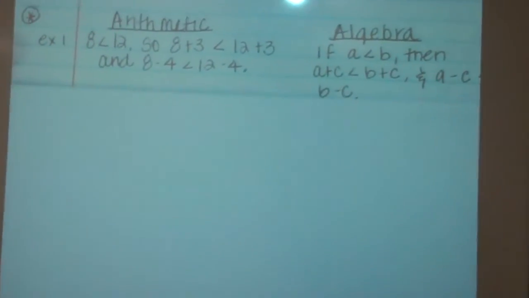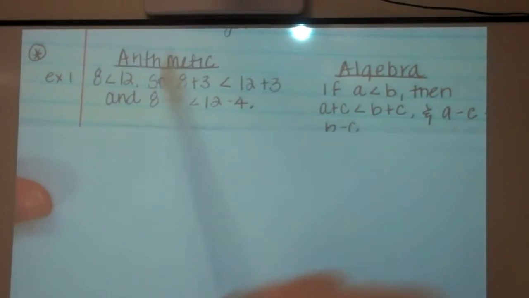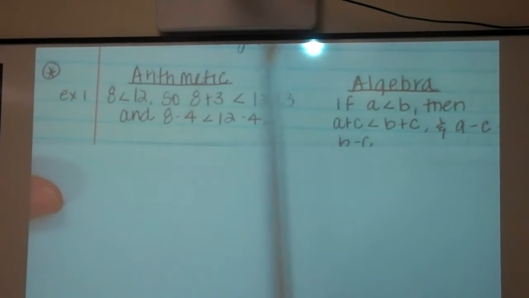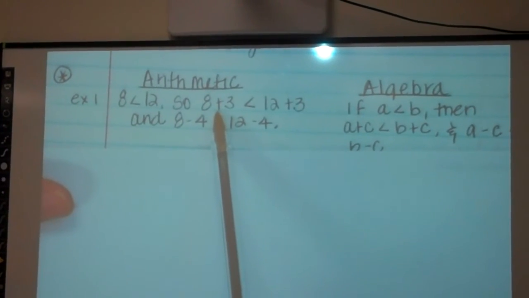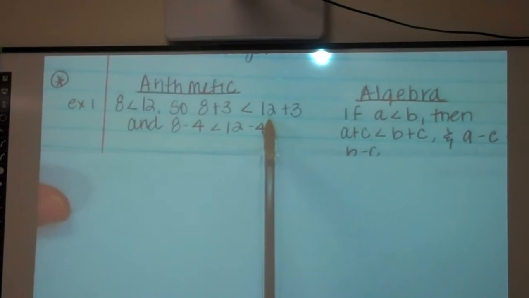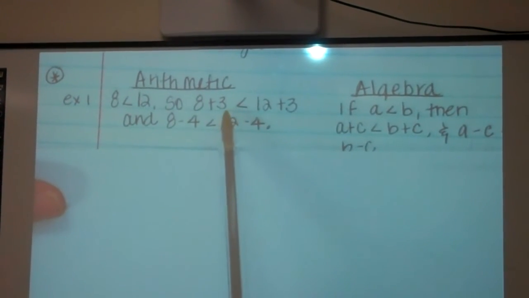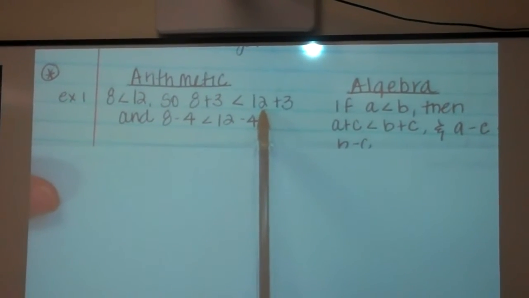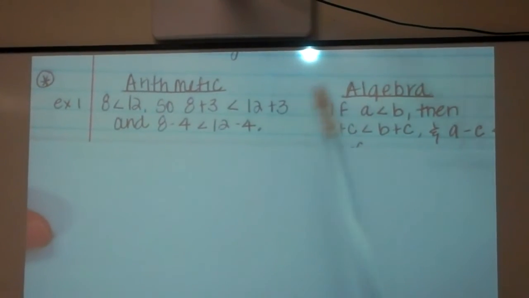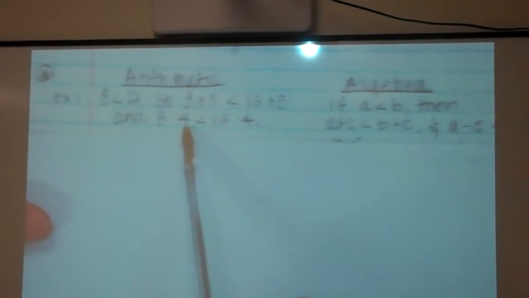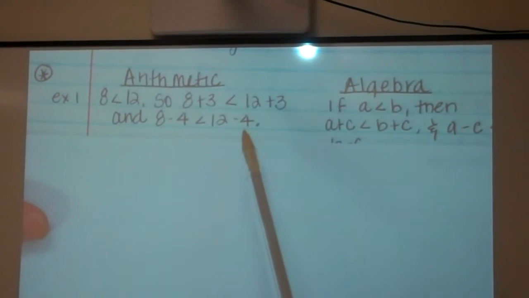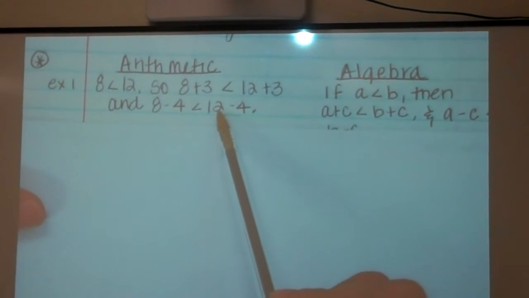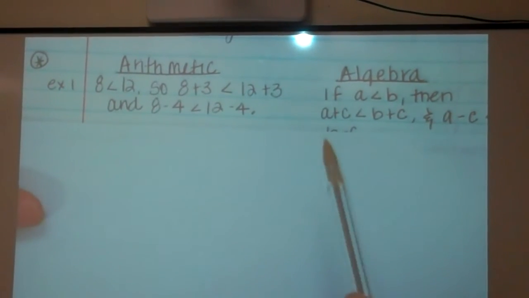Moving on, I have some examples, one arithmetic and one algebra. Alright, so is 8 less than 12? Yes. So if I added 3 to both sides, would this side still be less than the right side? Yes, because 8 plus 3 is 11, and 12 plus 3 is 15, so therefore it's still less than. But what if I subtracted 4? What's 8 minus 4? 4. And 12 minus 4? 8. So it's still less, right?